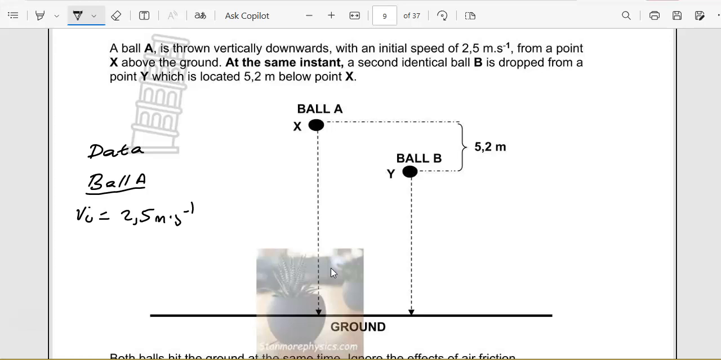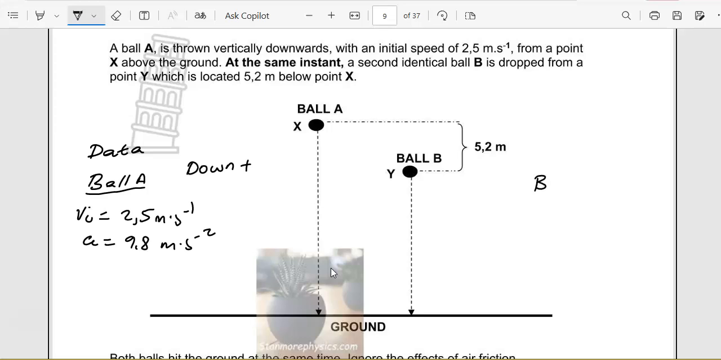So let's take down as positive. You understand when I say down as positive? Okay, we take down as positive. So for ball A, I'm going to have the acceleration of 9.8, which is also accelerating down, so it will be positive 9.8 meters per second squared. That's what I have so far. This is the only information I have on ball A.